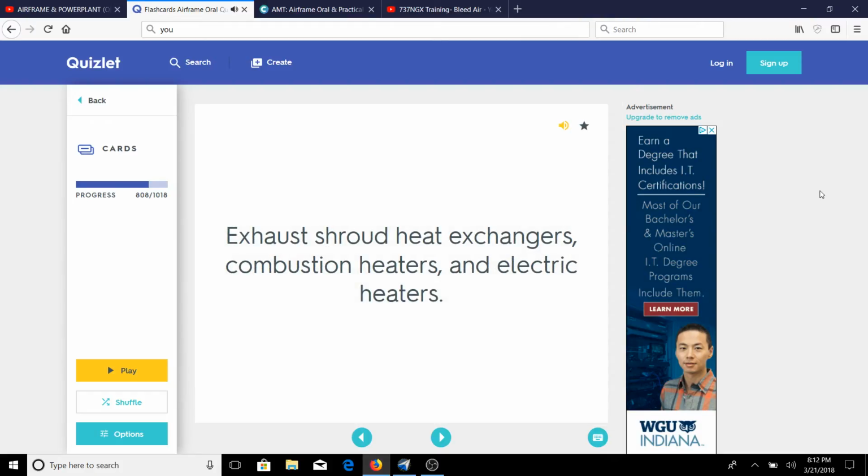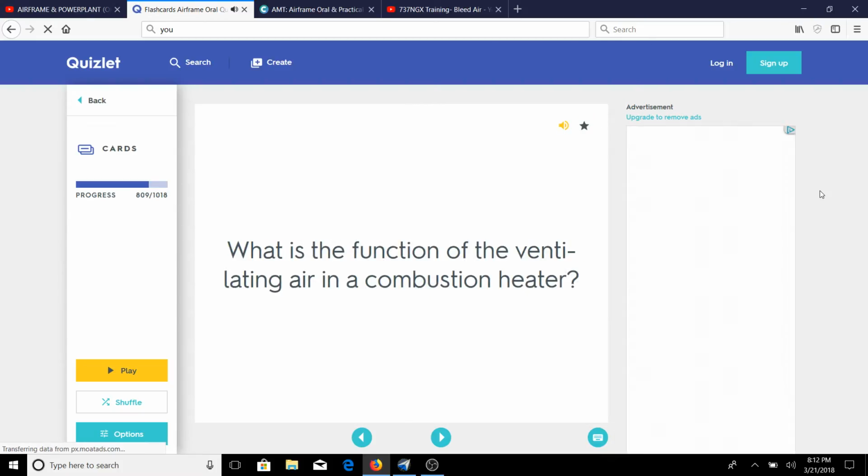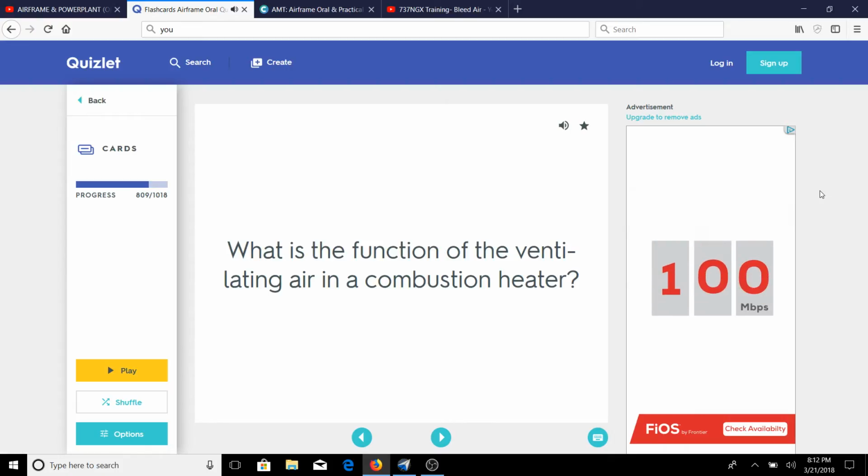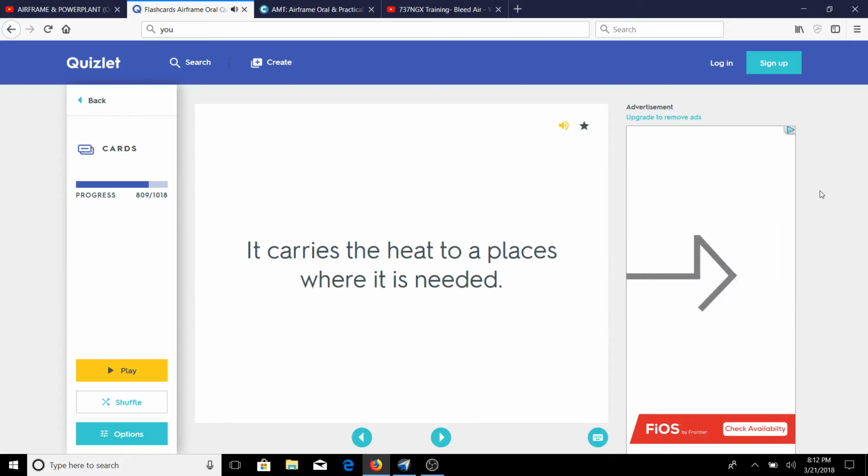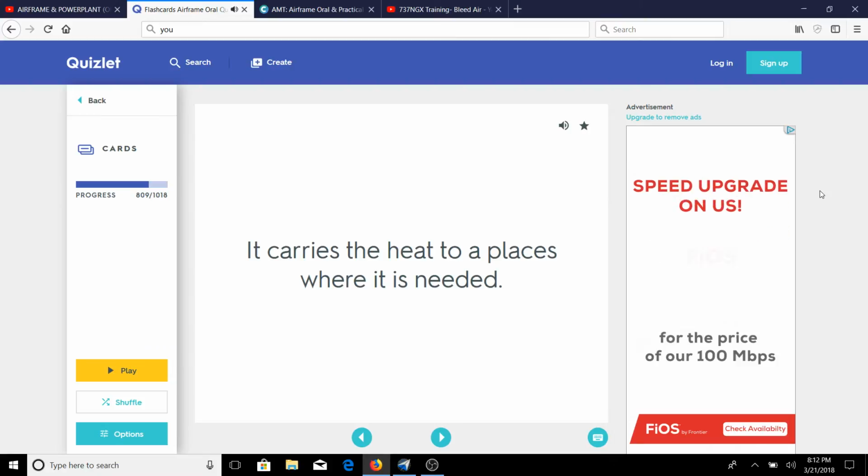Name several methods used on reciprocating engine aircraft for providing heated cabin air. Exhaust shroud heat exchangers, combustion heaters, and electric heaters. What is the function of the ventilating air in a combustion heater? It carries the heat to places where it is needed.